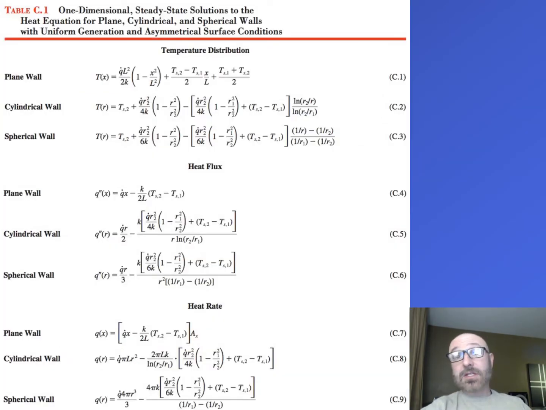So at the beginning of this lecture, we looked at table 3.3 from our textbook in chapter 3, and we had a couple of equations for our plane wall, cylindrical wall, and spherical wall for 1D steady state conduction with no generation. Well, let's take a look now. If we go to table C3 in the back of our textbook in the appendices, what we have here is the one-dimensional steady state solutions to the heat equation for plane, cylindrical, and spherical walls, but now with our uniform generation and asymmetrical surface conditions.